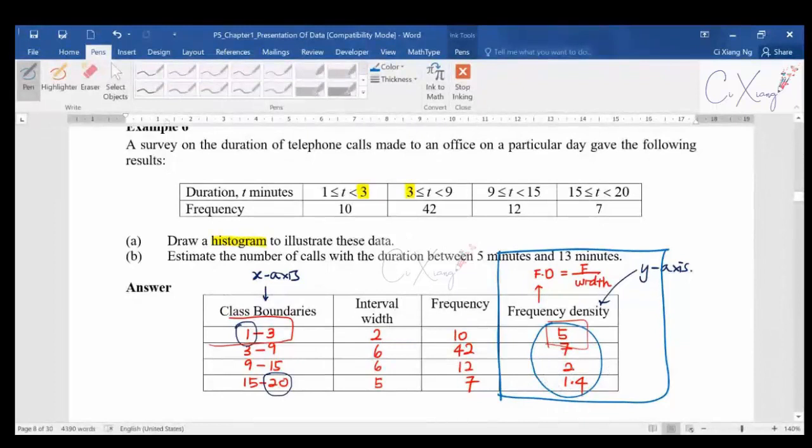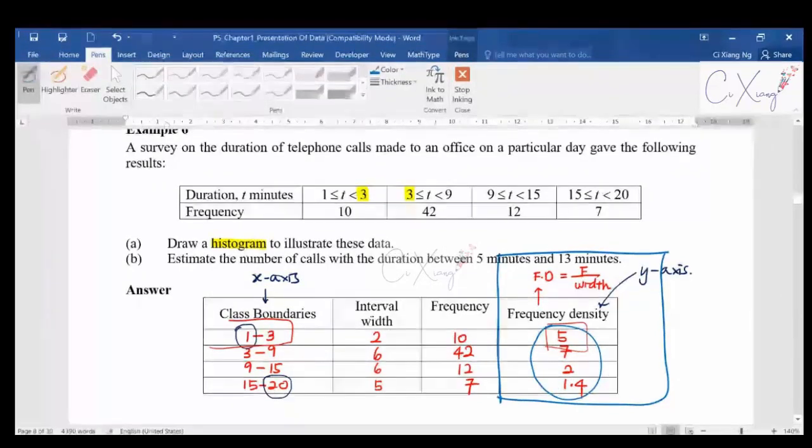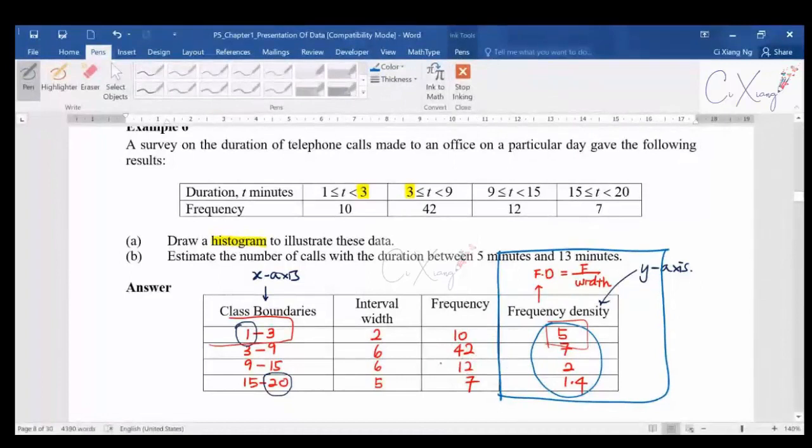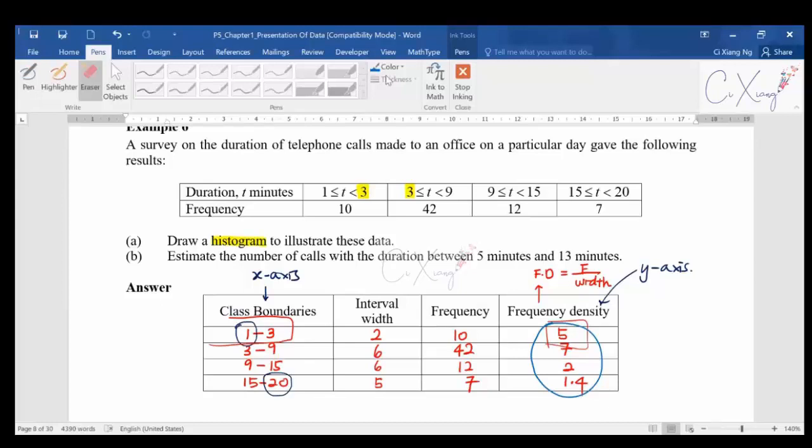If you are not sure whether it is correct or not, just put everything in the table. But some students say it's really time wasting to draw everything in the table. Then you can just show the frequency density before you sketch the graph. So this is what we have for drawing the histogram. I hope that you have an idea how to draw it already. That's the second part.